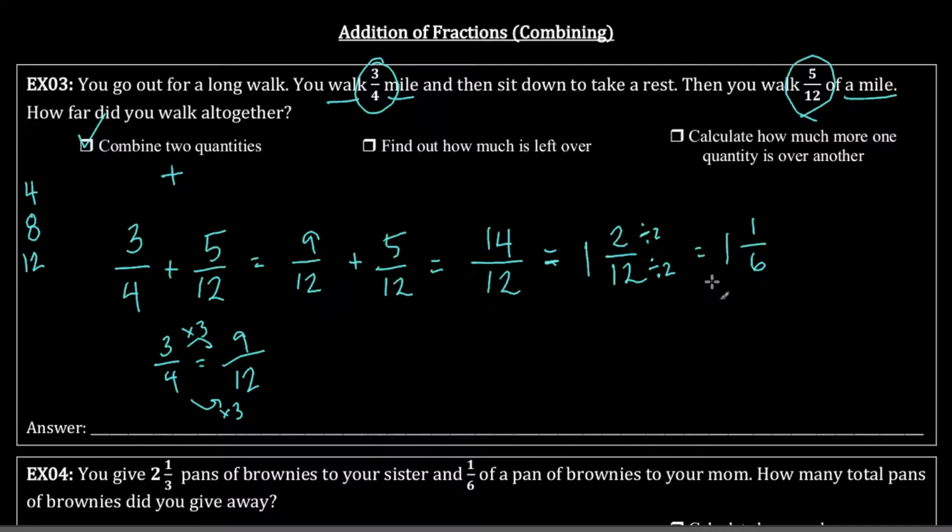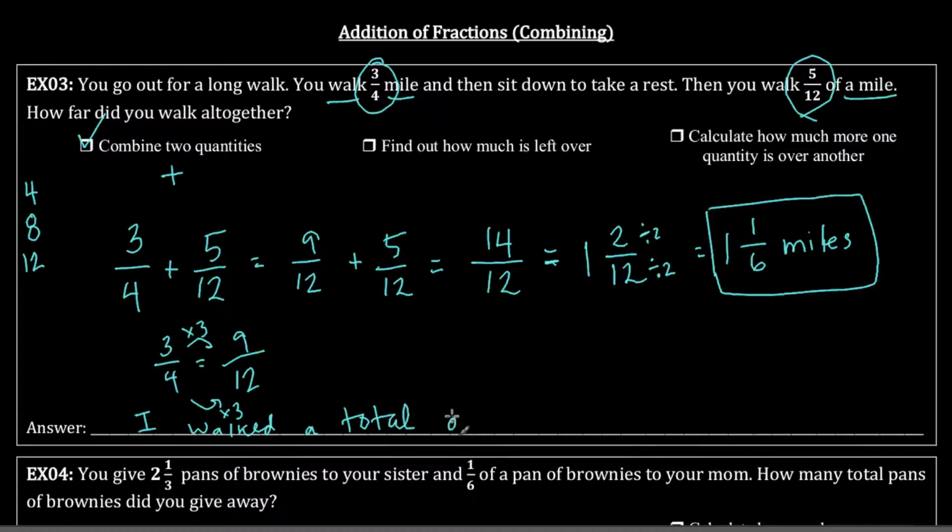And in terms of the story, it says how far did they walk? They walked 1 1/6 miles. So let's write our answer in words in a sentence. So how far did you walk altogether? I walked a total of 1 and 1/6 miles. Not too bad.